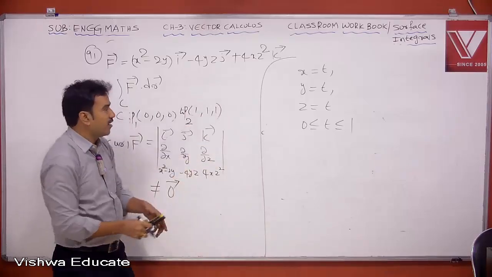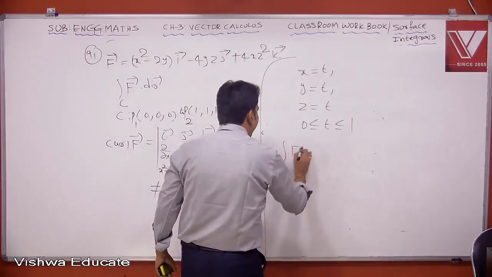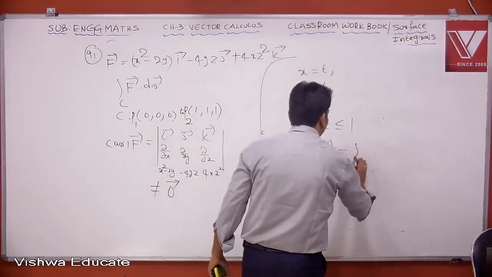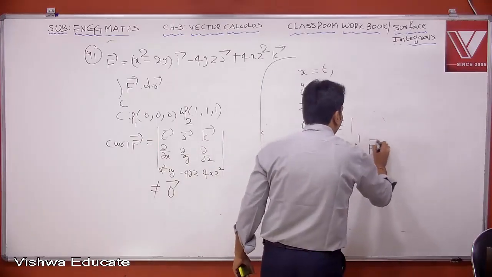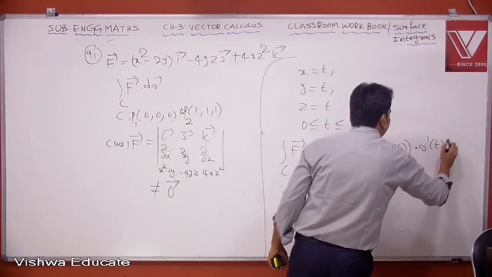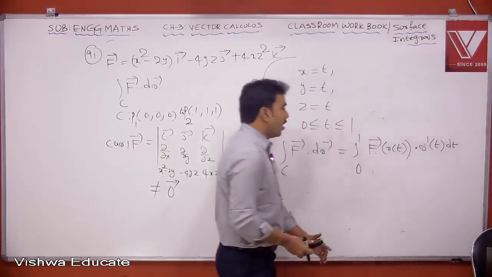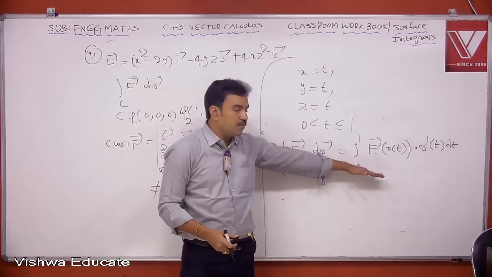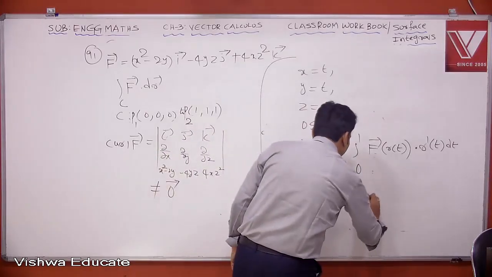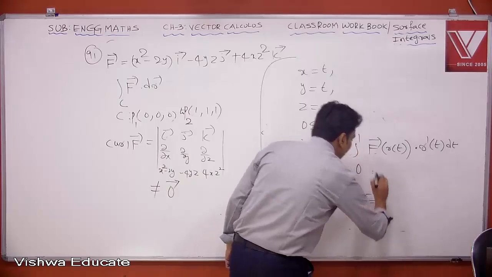Now with parameterization, this line integral of f bar dot dr bar over C becomes the integral from 0 to 1 of f bar of r of t dot product r dash of t dt. So you know how to handle this. You continue this, and you will get the final answer as minus 1.